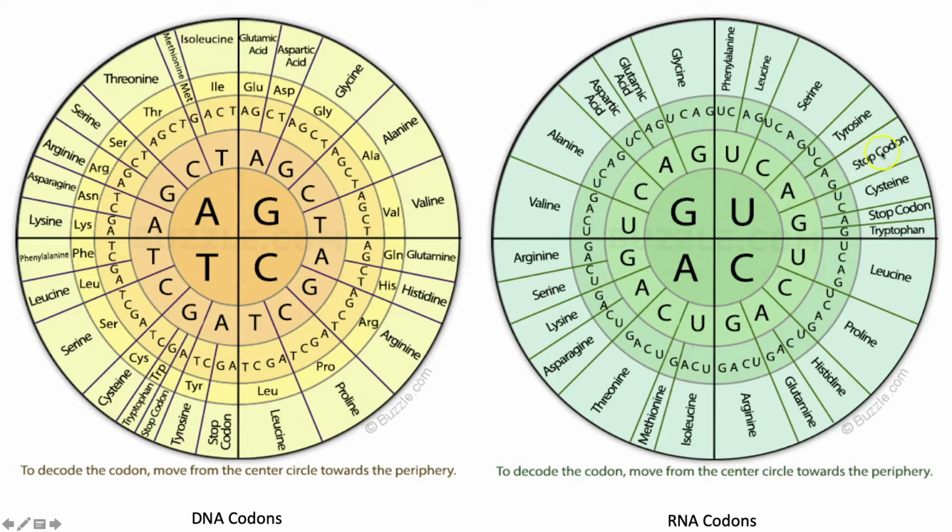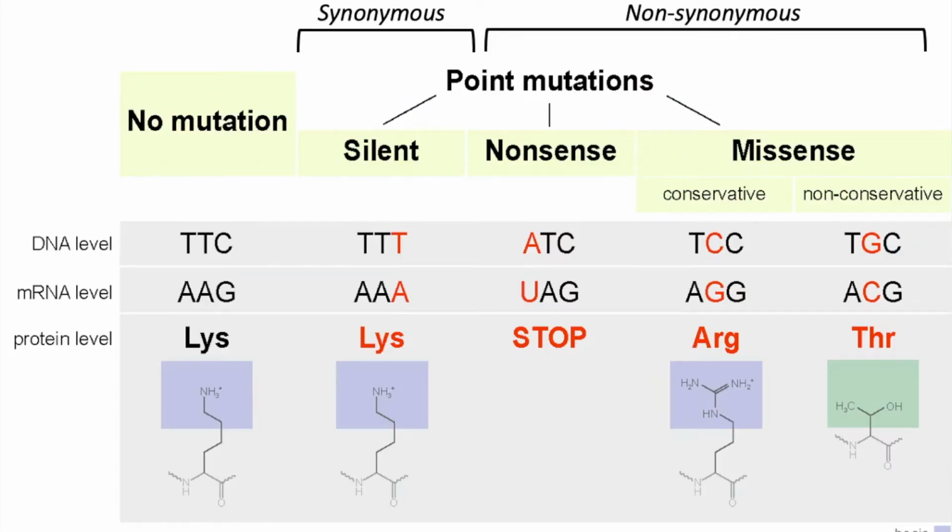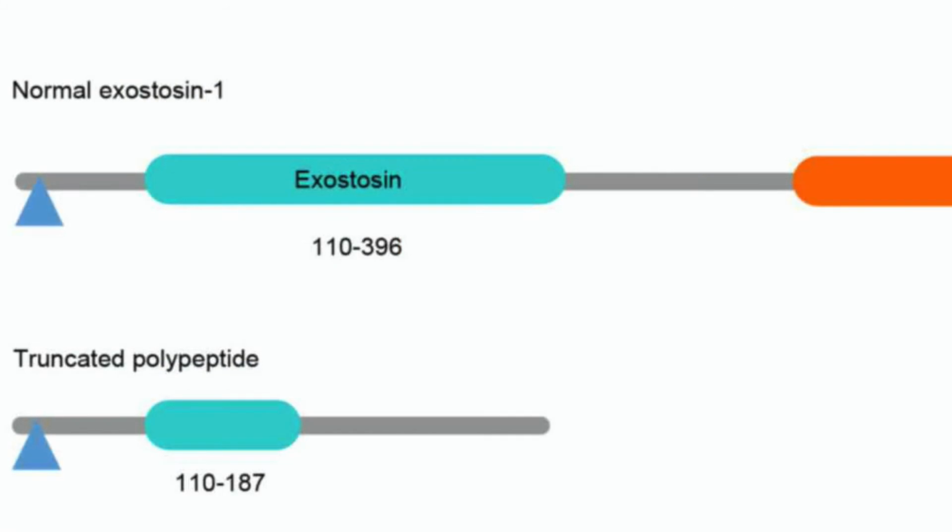That codes for a stop codon. So a stop codon would be what we call a nonsense mutation. If you accidentally make a stop codon too early, that's going to make your protein too short. We call that truncation. And so if you truncate a protein, you've probably drastically changed its functionality, if not completely annihilated it.